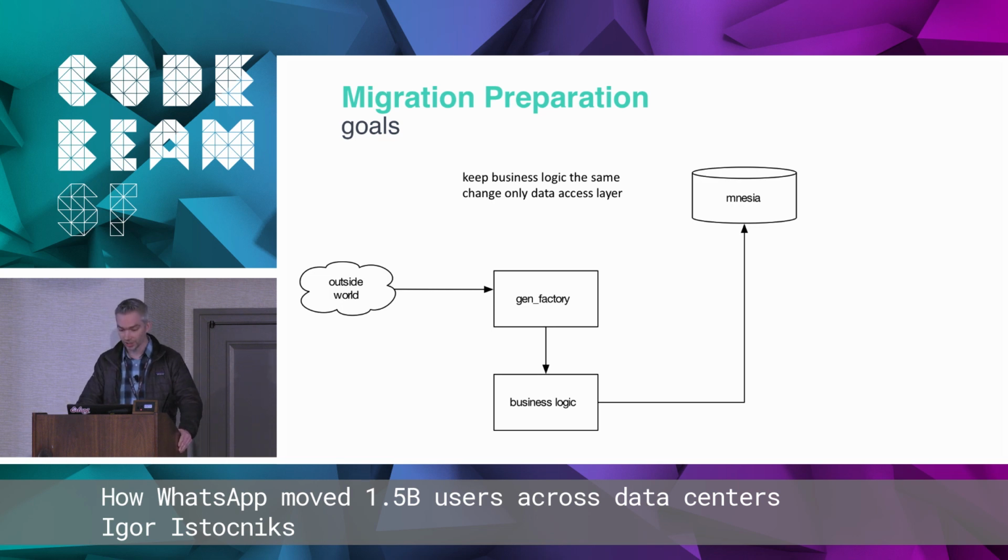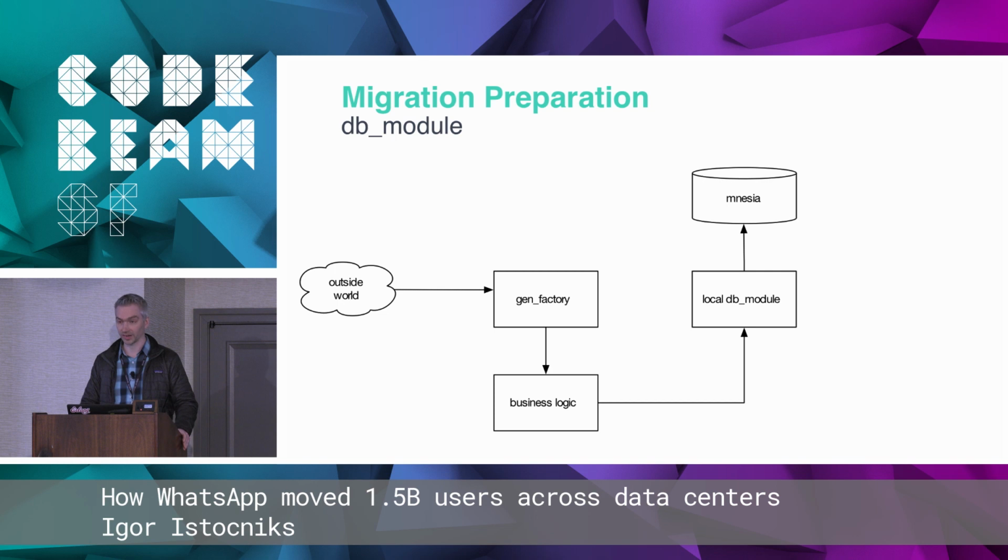When we started the migration, we set this goal for ourselves. We want to keep the business logic the same. We didn't want to change the business logic of every backend to move to a different data center. We only wanted to change the data access layer, which makes sense, right? We only want to change one thing at a time. However, if you look at this diagram, you see that there is no data access layer right now. So the first step towards the migration was to extract this logic.